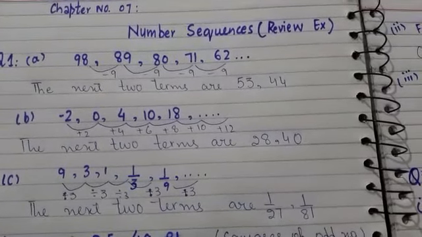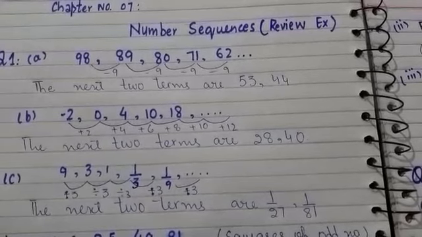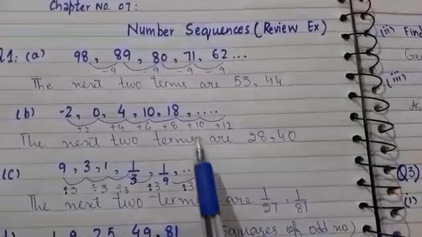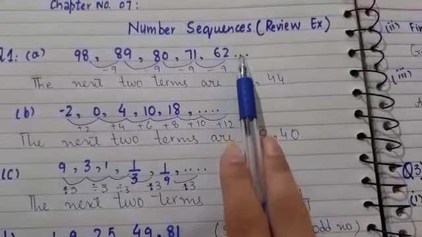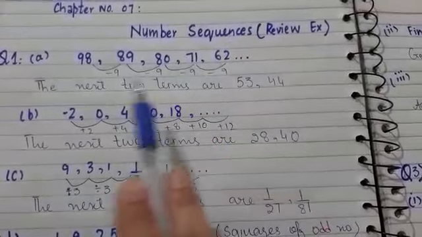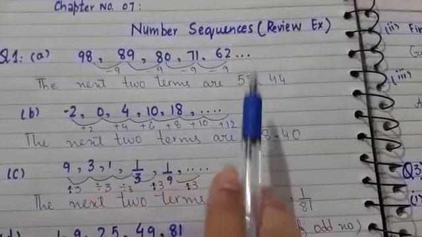If you see this sequence, then you can easily observe that 9 is subtracted from each term to give the next term. This means that 9 will be subtracted from 62 to give the next term, and 9 will be subtracted from that term to give the next term. So the next two terms are 53 and 44.